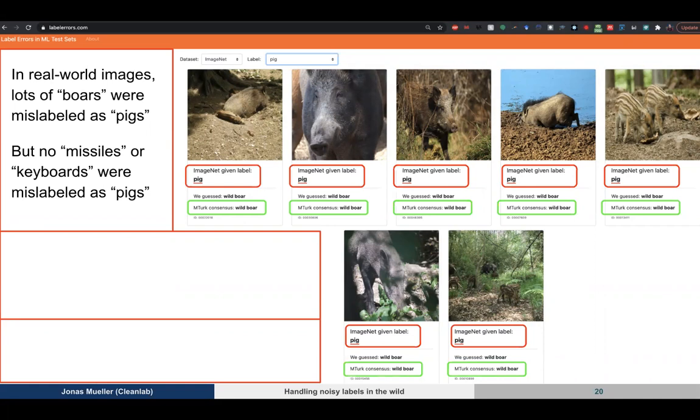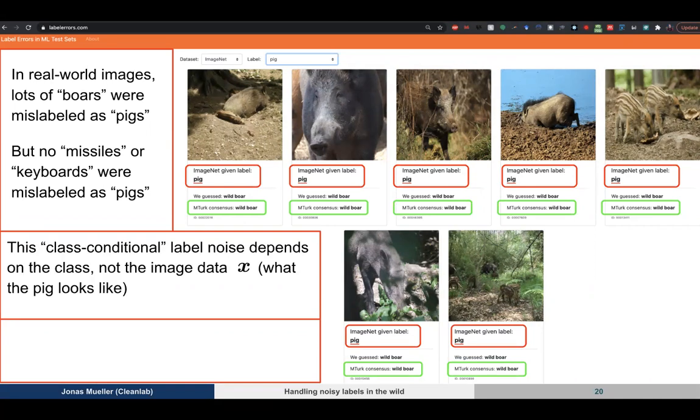But you're not getting some class like keyboard or missile being flipped to the class pig. So that sort of shows you the symmetric noise is really unrealistic, where you just flip every class to another class uniformly at random.